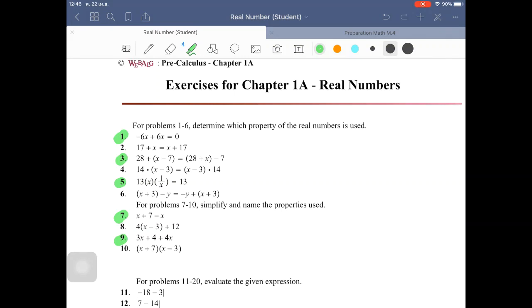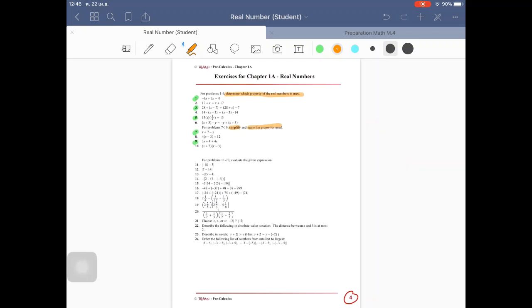Here the question says determine which property of real numbers is used, from the 5 to 6 properties we just finished. Try to see this one, and notice which property the question used. And for question 7 and question 9, the question says simplify and name the properties. So you name the properties and also simplify in order to get the simplest form, okay? 5 minutes.